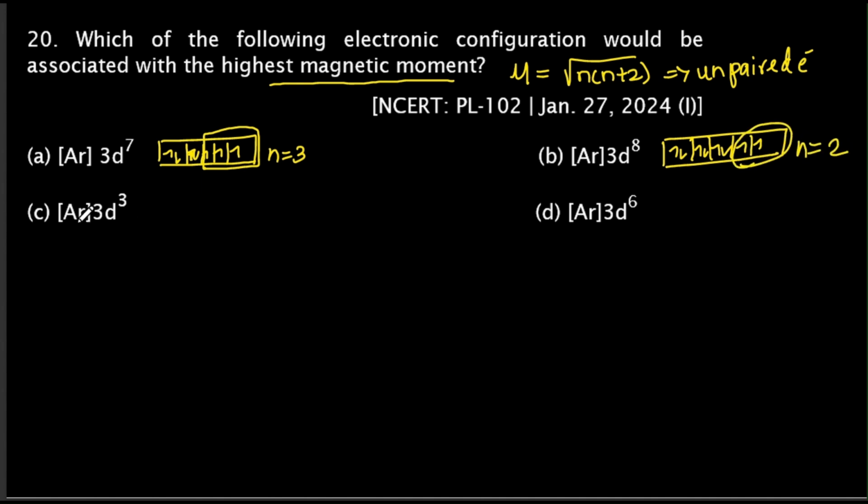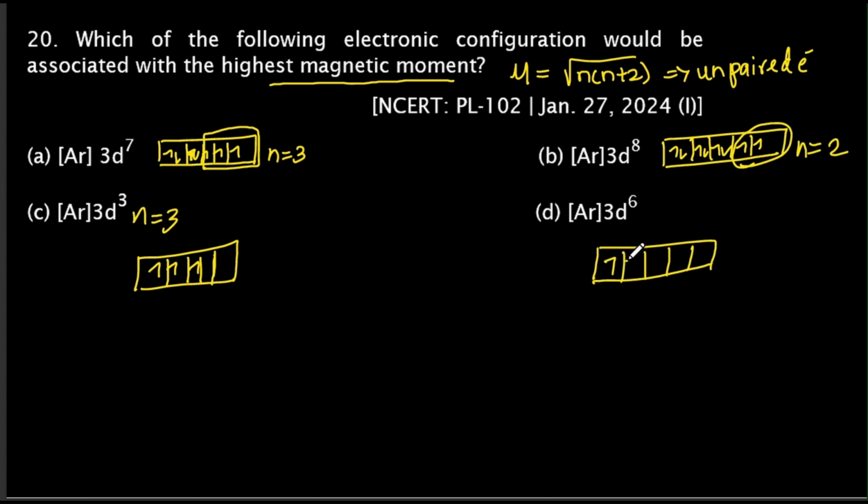Then here we can see argon configuration, then 3d3. So n equal to 3. Just 3 electrons are there, no need to draw. 1, 2, 3. Then you are having 3d6 configuration. 1, 2, 3, 4, 5, 6. So the remaining 4 unpaired electrons are there. So I already told, when the unpaired electrons are more, the magnetic moment will also be more. So in option D only you are having 4 unpaired electrons. So it will be having the highest magnetic moment.